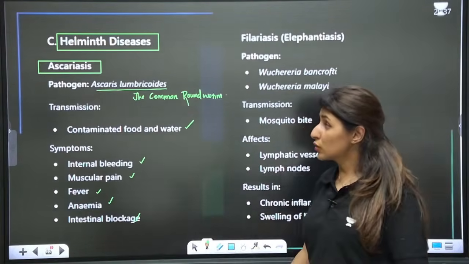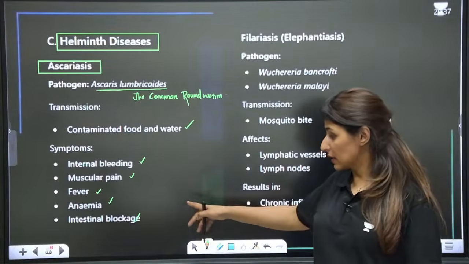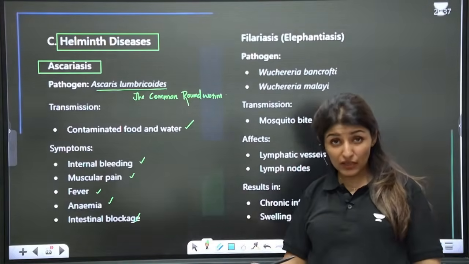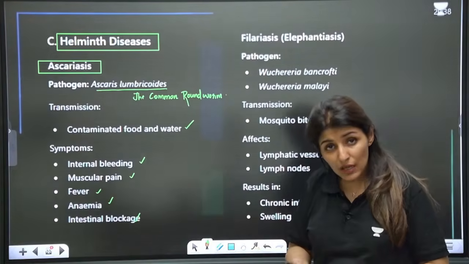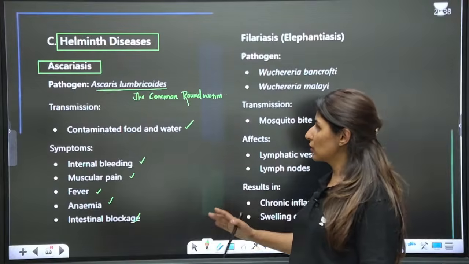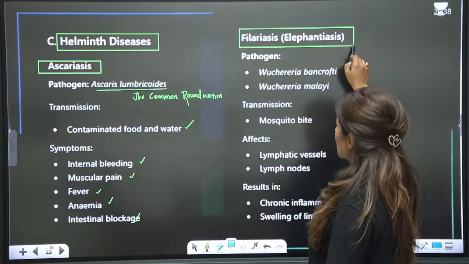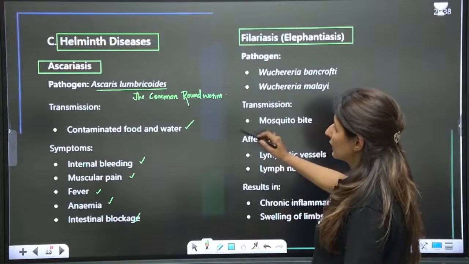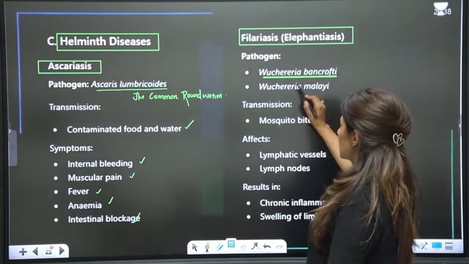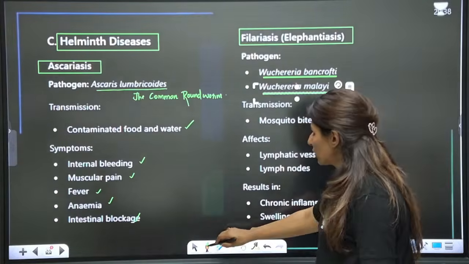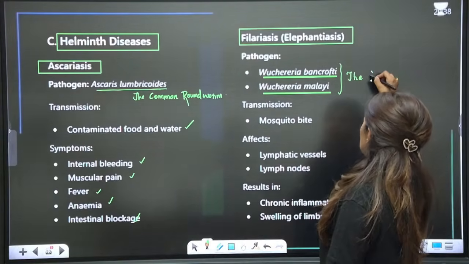Okay. So you should be able to compare which one results in intestinal blockage and which one will lead to excess mucus and blood in the fecal matter. So all these, okay. And then filariasis. So filariasis, also known as elephantiasis, caused by another helminth, which is Wuchereria bancrofti or Wuchereria malayi. We call both of them the filarial worm because they cause filariasis.